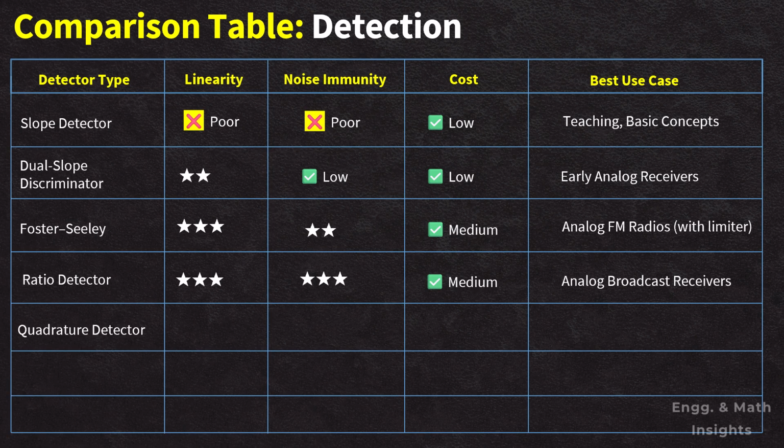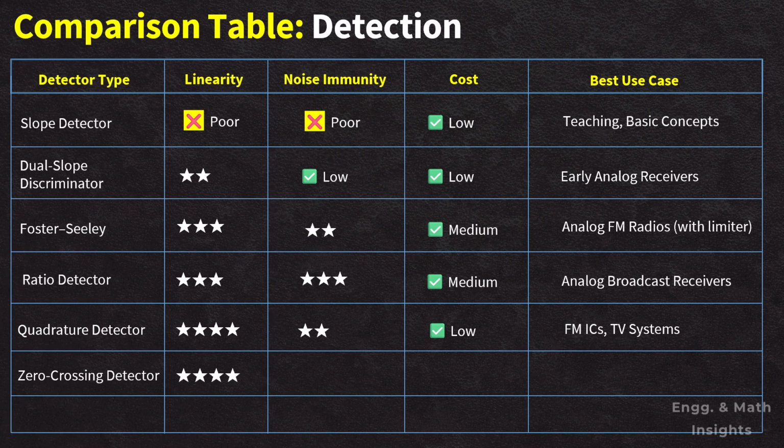Next we have the quadrature detector. It offers greater linearity than the other four methods. It has lower noise immunity compared to Foster-Seeley and ratio detector. The cost is low and it is used for frequency modulation, IC and TV systems. Finally we have the zero crossing detector. It has greater linearity and the noise immunity is very low and the cost is also low, and it is used in the digital systems.